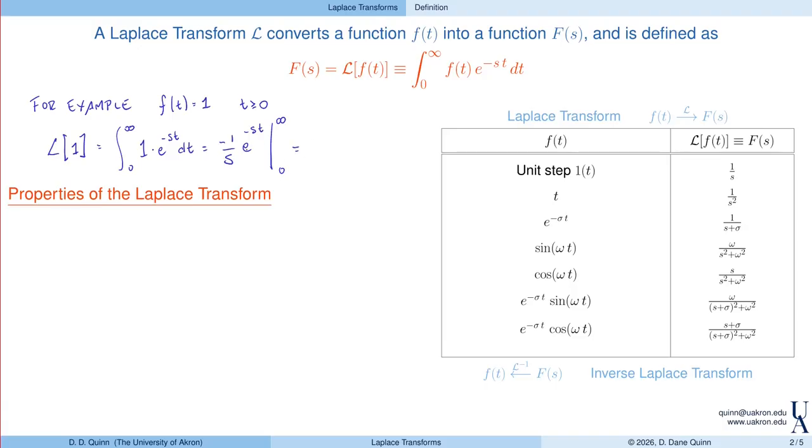When I evaluate this, e to the minus s times infinity is 0, and then I subtract off the argument evaluated at t equals 0. So we end up with simply 1 over s. When I take the Laplace transform of 1, I get 1 over s. And if I had 1 over s and wanted to go back, I would take the inverse transform and I'd get back to 1.